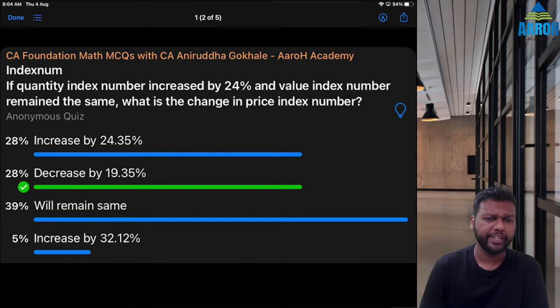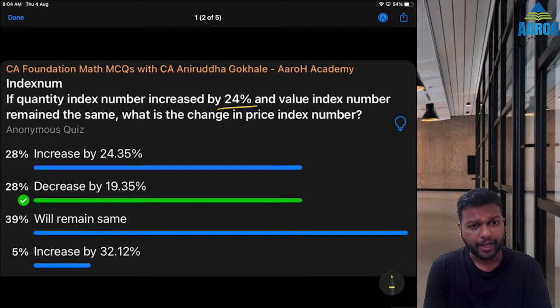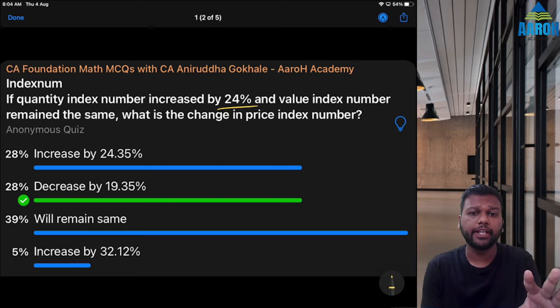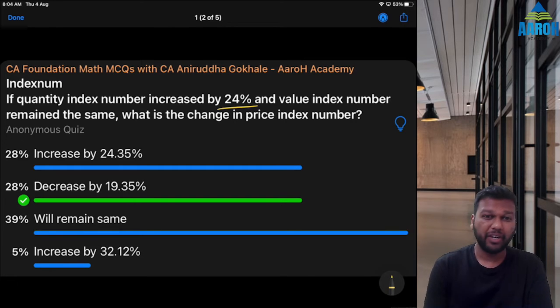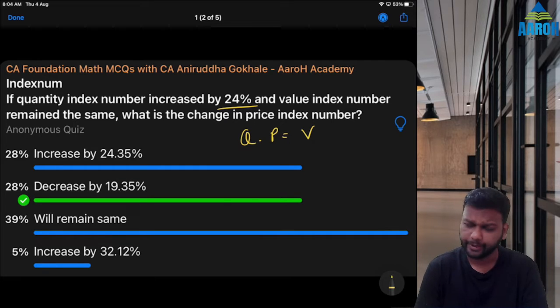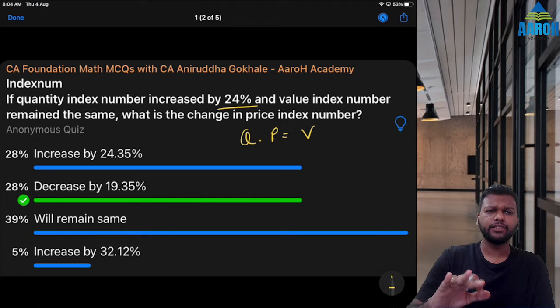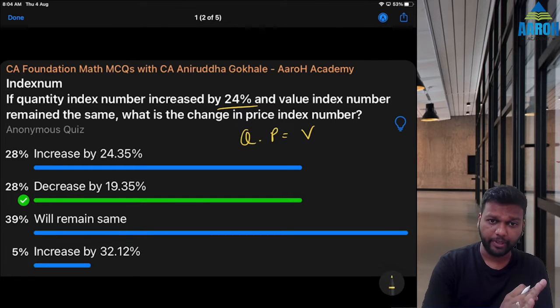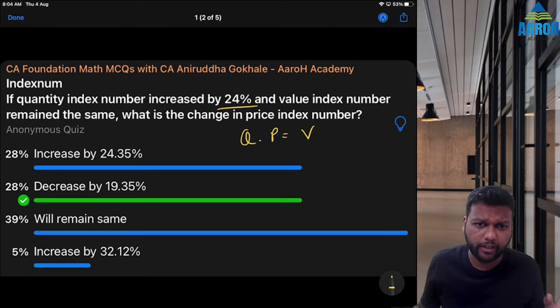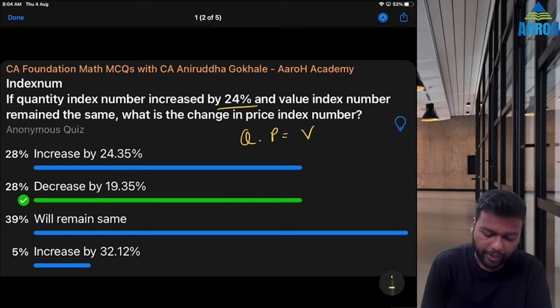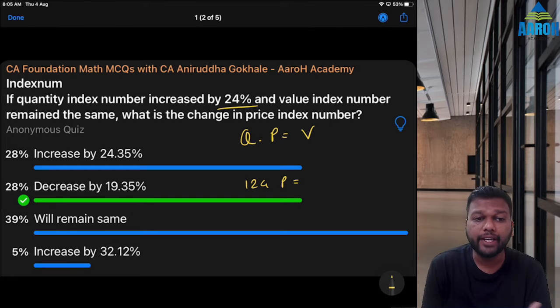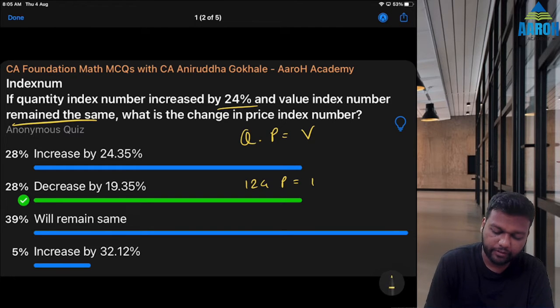So let's start immediately. If quantity index number increased by 24% and value index number remained the same, what is the change in price index number? Now understand, as per factor reversal test, quantity index number into price index number should be value index number, right? So quantity index number increased by 24%. That means if it was, let's assume everything was 100 earlier, now it is 124 into price index number is value index number, which is same. So it is 100 only, right?